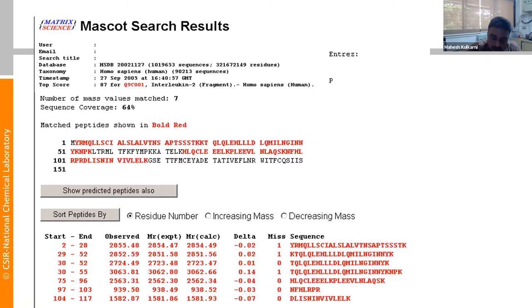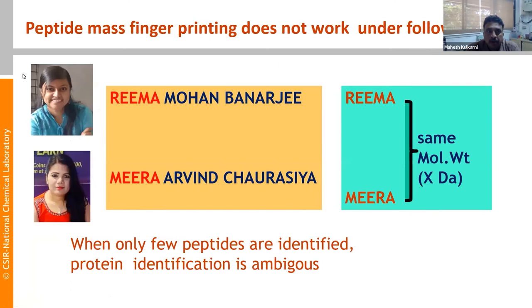But sometimes peptide mass fingerprinting doesn't work in conditions like this. Here, these are two of my students, Reema and Meera. If you look at these words, Reema and Meera are anagrams. If you consider Reema and Meera as peptides, they will have the same molecular weight. Now if in your peptide mass fingerprinting you do not identify enough peptides and end up identifying only one peptide, then you will not be able to identify confidently, because Reema and Meera have a similar molecular weight. Therefore, if you want to identify confidently, you need to identify a larger number of peptides. Otherwise, if only a few peptides are identified, then it's important to do MS/MS or tandem mass spectrometry.